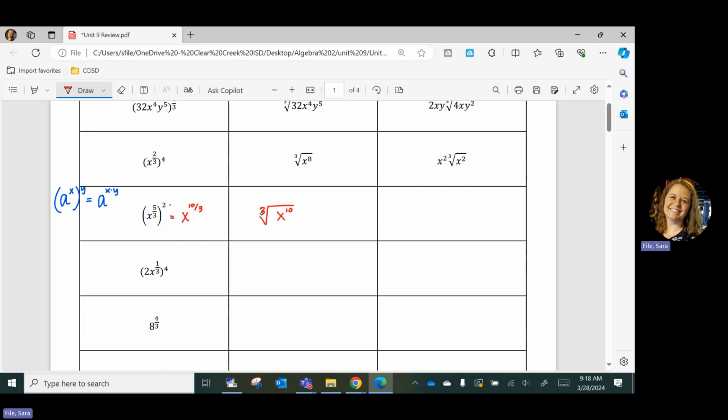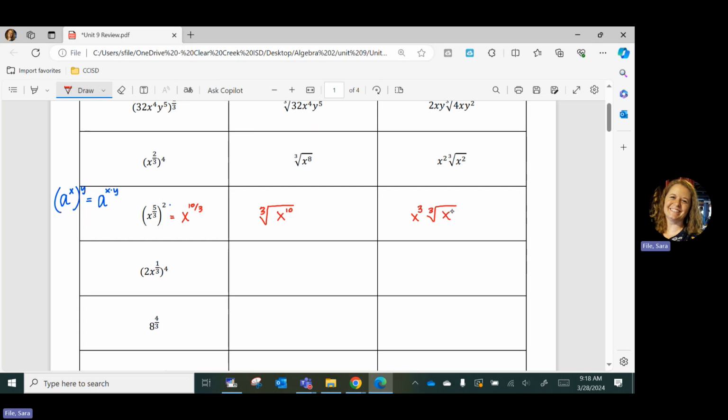Or realize how many times 3 goes into 10. The answer is 3, because 3 times 3 would be 9. So I can bring an x cubed out, but there's going to be some leftover inside, because that's not exactly 10. I started with 10 and I've only taken care of 9, so there's 1 left underneath. I do not have to write a power of 1; a power of 1 is understood.